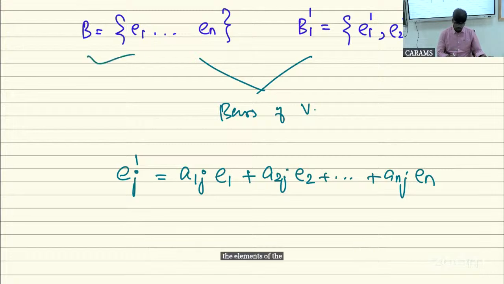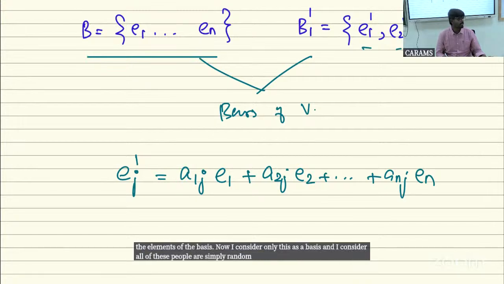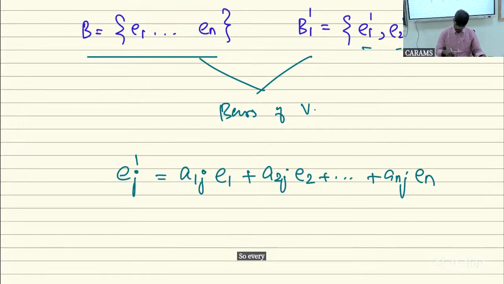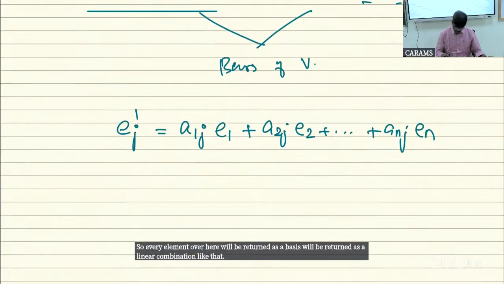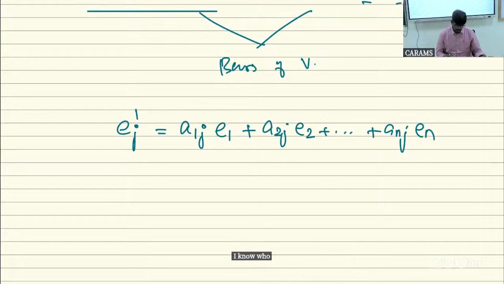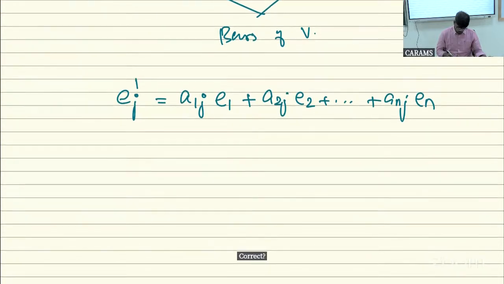Now I consider only this as a basis, and I consider all of these others simply as random elements in the vector space. So every element over here will be written as a linear combination like that. Who are these Aij's? They are the coordinate vector for the Ej primes, correct?